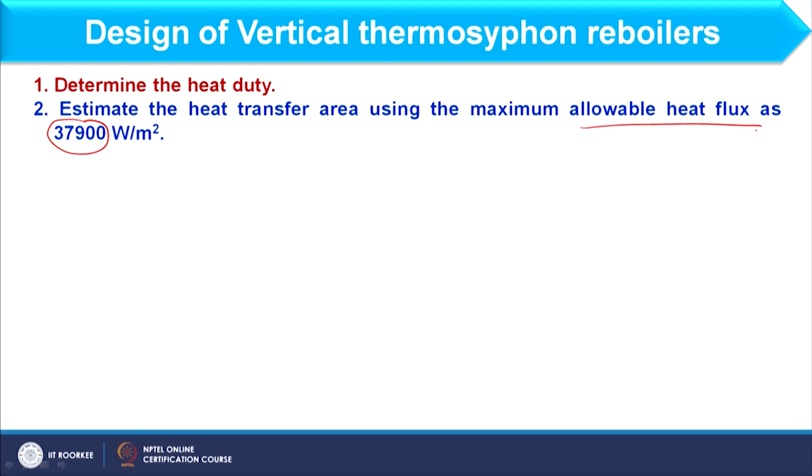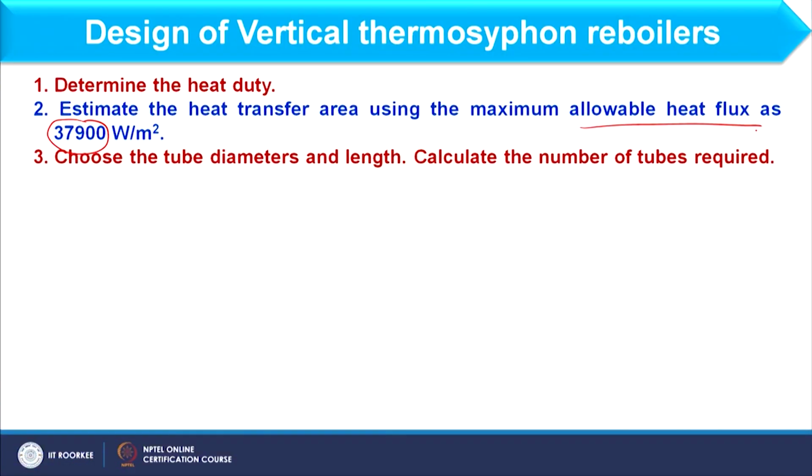So, once you know the heat duty and the heat flux, you can find out the heat transfer area of the reboiler. In this way you can calculate the area without considering the U factor, because here I have another, more important factor, and once that factor is maintained, we can compute the heat transfer coefficient. So, in the second step you can find the heat transfer area.